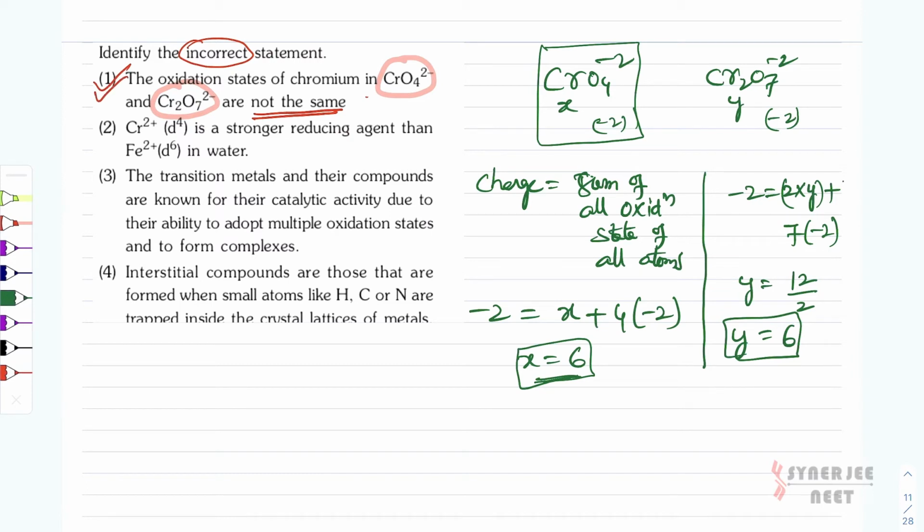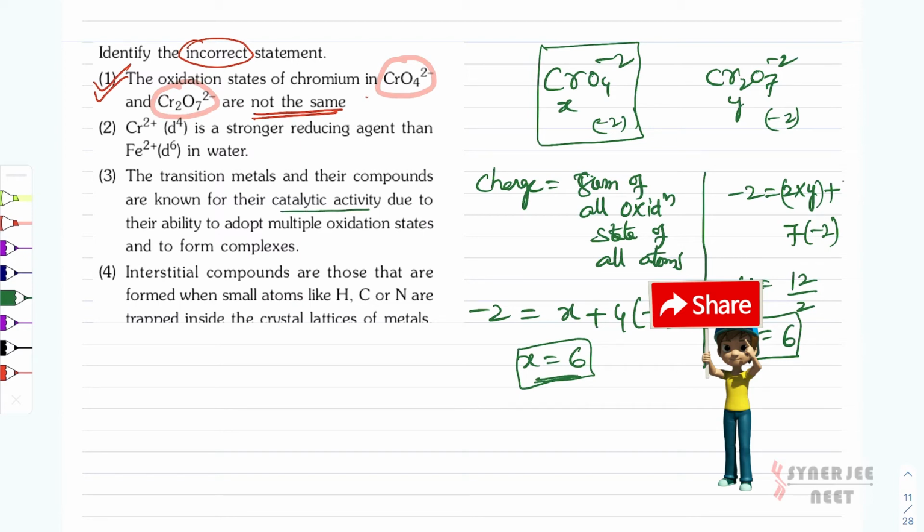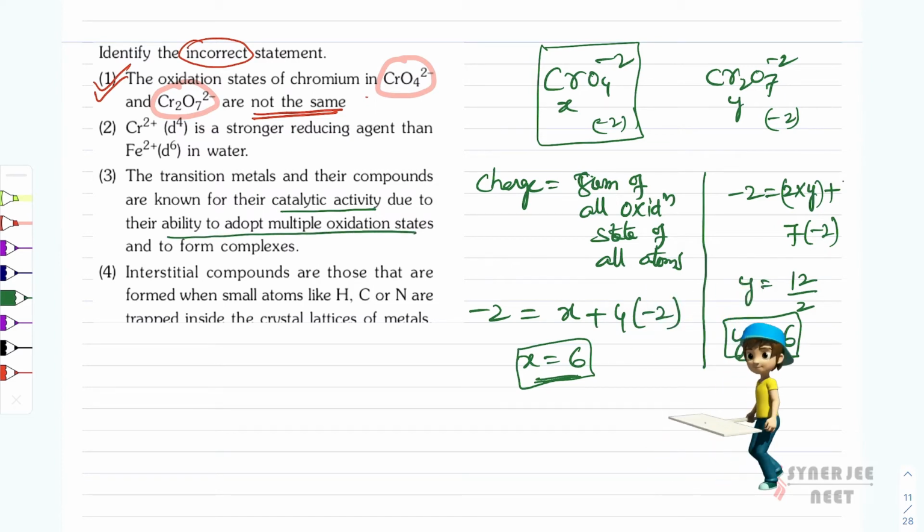And if you look at the other options, Ti4+ is a stronger reducing agent than Fe2+, which is a factual statement given in the NCERT textbook, the D block chapter. And the transition metals and their compounds show catalytic activity due to their ability to adopt multiple oxidation states. This is also there in the NCERT textbook, D block elements.